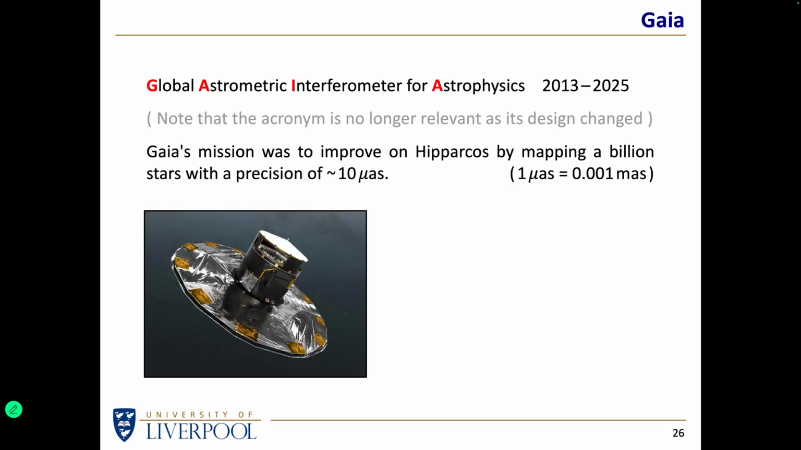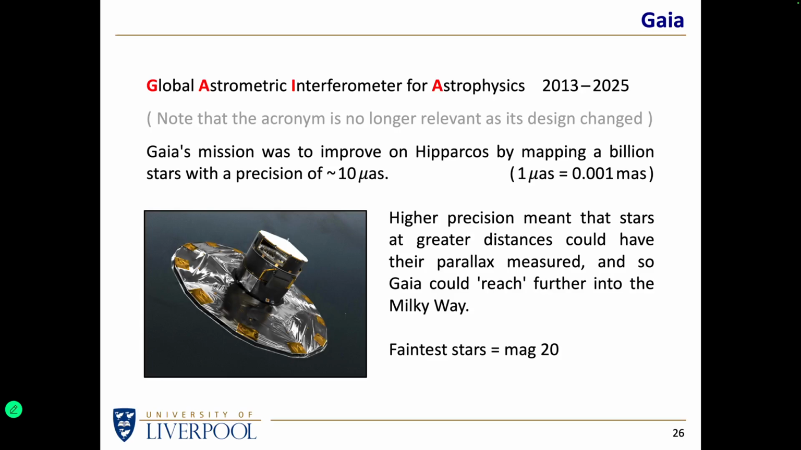Gaia's mission was to improve on Hipparchus's ability to determine parallax. And the idea was Gaia was going to measure not 100,000 stars, but at least 1 billion stars, not with milliarc second precision, but with a precision of order 10 microarc seconds. And of course, a microarc second is 1,000th of a milliarc second.